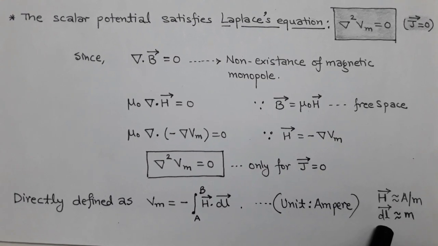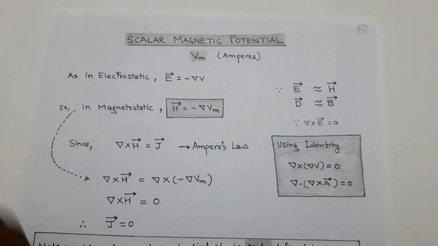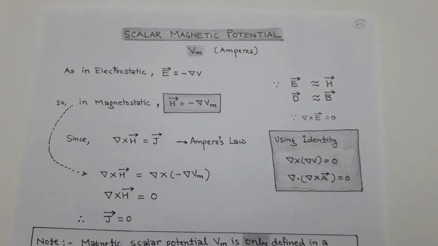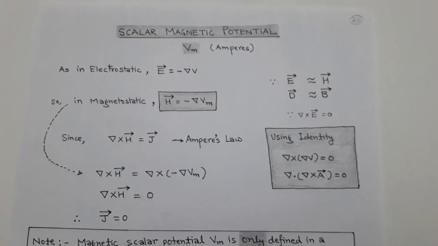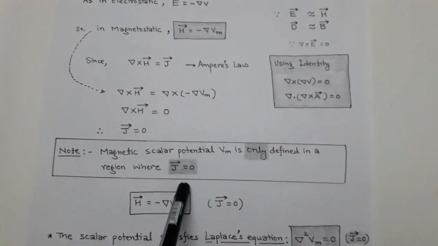So here we introduce a scalar magnetic potential and its unit is amperes, and the scalar magnetic potential is only defined in that region where the current density is equal to 0.